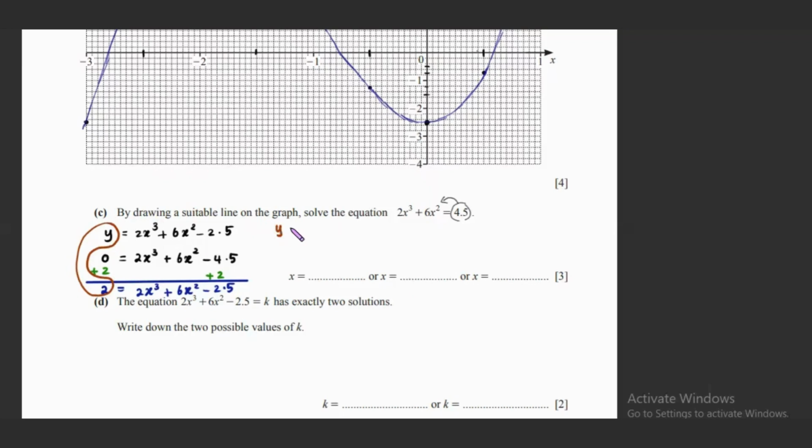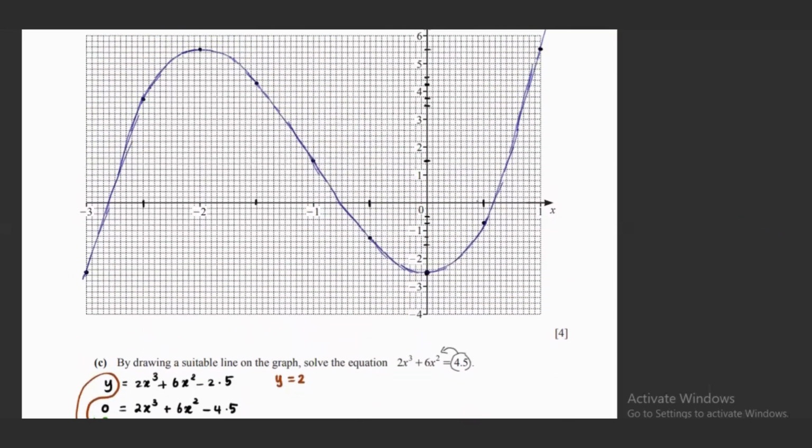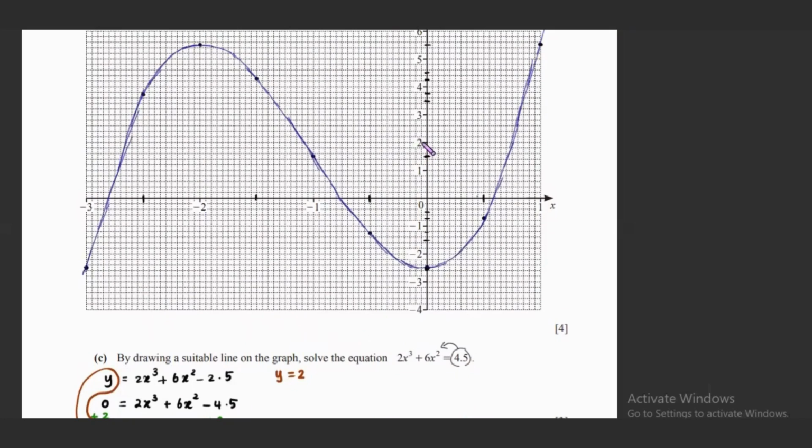So y is equal to 2, which means in the question we are supposed to draw a suitable line. The suitable line that we should draw is the y is equal to 2 line, which means this is where y is 2. So I'm going to draw a line so that it passes through that 2. I'm going to draw the line from this point. It's going to be like this. This is the y is equal to 2 line.